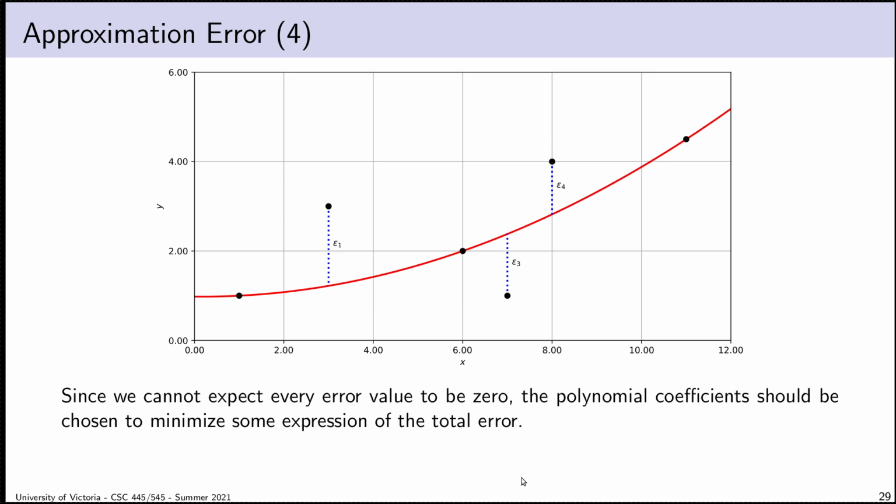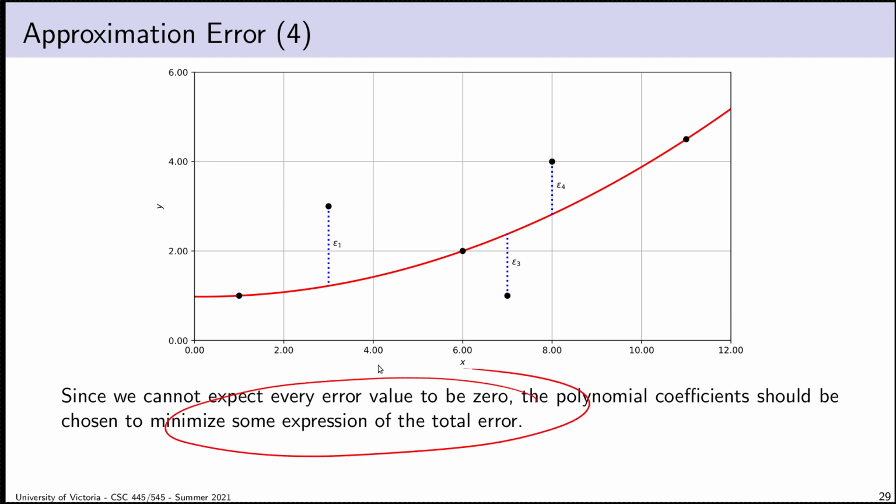Because we can't expect every error value to be 0, in particular, these 3 points, x0, x2, and x5, have error values that are 0 because they sit exactly on the curve, but the other 3 points have non-zero error values. We can't expect them all to be 0. We would like to choose our polynomial coefficients to minimize the total error.